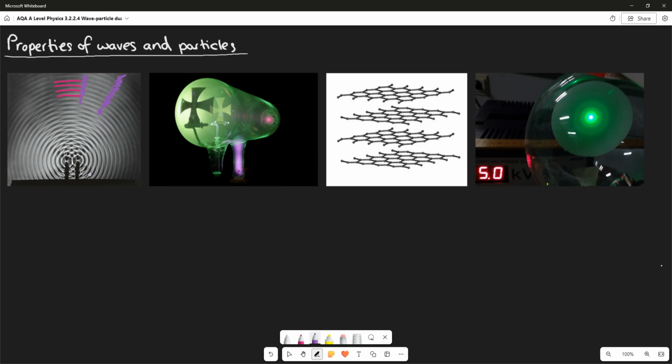This is called an interference pattern, and we're going to be studying it much more closely later on in the course. But for now, all you need to know is that when you have two sources of waves, the wave fronts overlap and they create an interference pattern. This is a behaviour of waves.